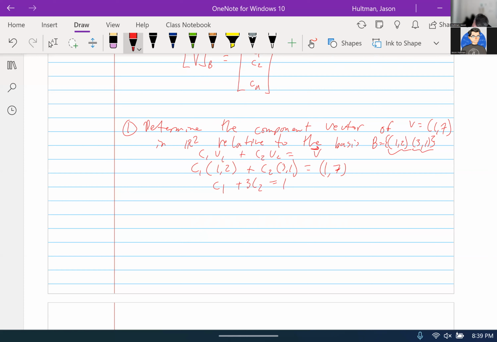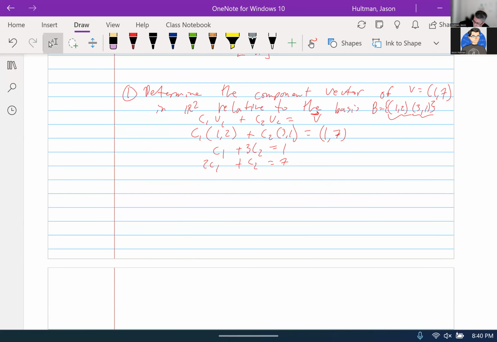And 2C1 plus C2 is equal to 7. I could use substitution on this, or put this into an augmented system and RREF it if I want. However you want to solve for a 2x2. You've probably been solving 2x2s for a very long time at this point. Maybe eliminate a variable, however you want to do it.